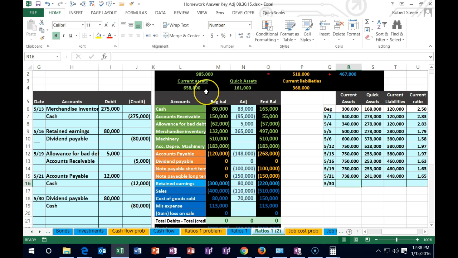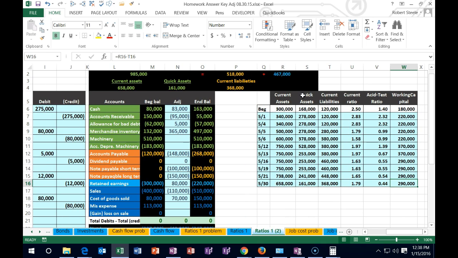We're now on current assets are now at 658,000, went down. We're at quick assets of 161,000, went down. Did I do that right? Yep. And we are at current liabilities 368,000, went down at the same dollar amount. It calculated it for us, but since this is our last calculation, we really want to do it ourselves.